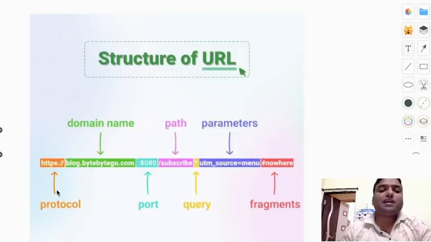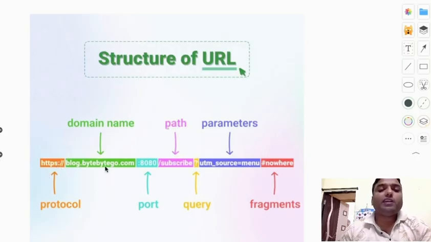So you can see HTTPS. HTTPS is basically the protocol, HTTP or HTTPS. In HTTP we are using port number 80, and in HTTPS we are using port number 443. So these are two kinds of protocols, some standards that we are using. S stands for secure. The secure version of HTTP is HTTPS.